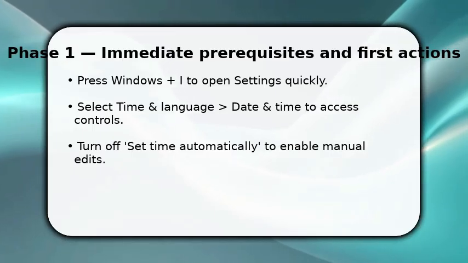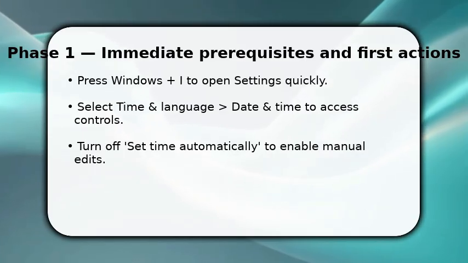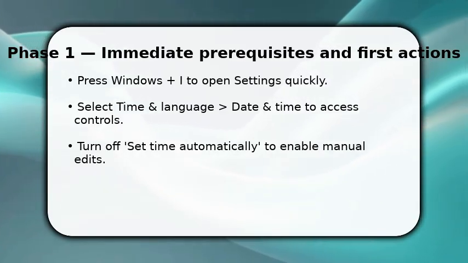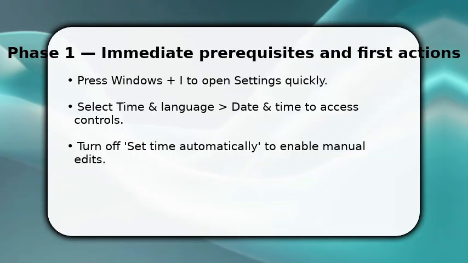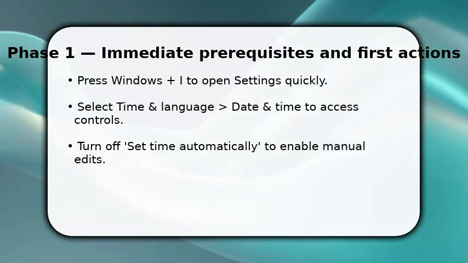You start by opening Settings with Windows plus I. This jumps you straight to System Controls. Once Settings is open, choose Time and Language, then Date and Time so you can change values.